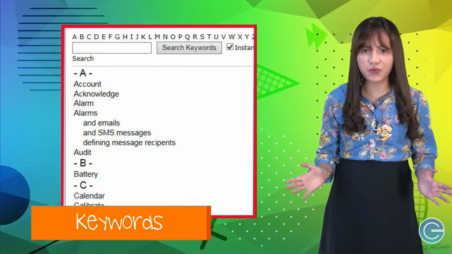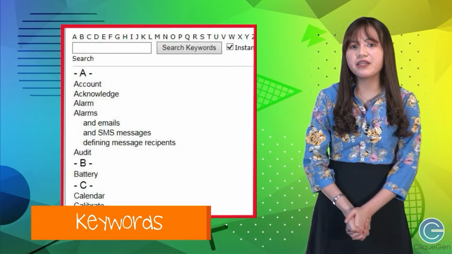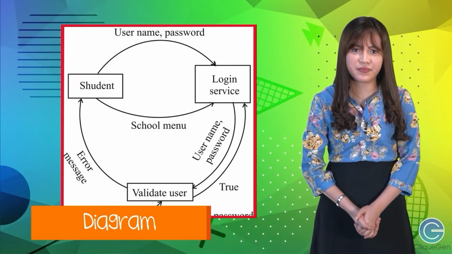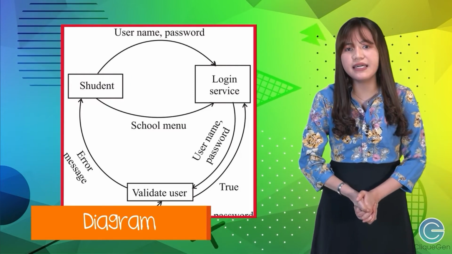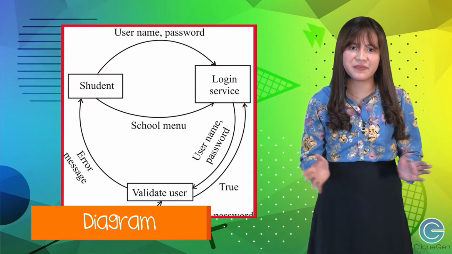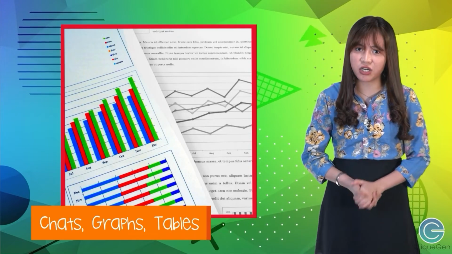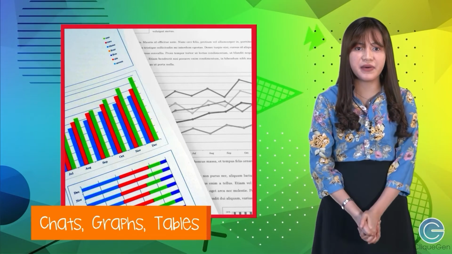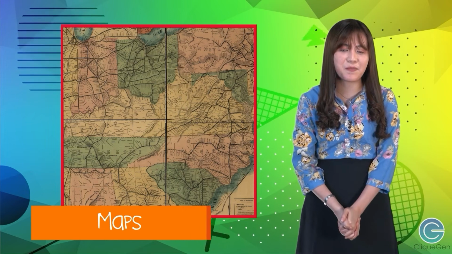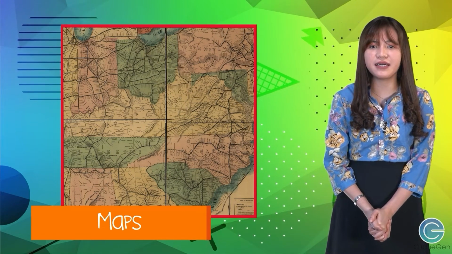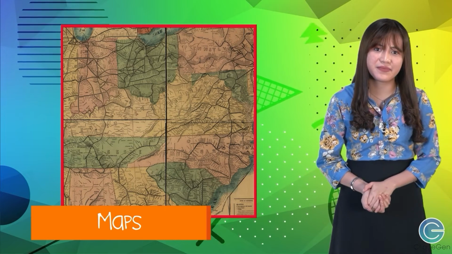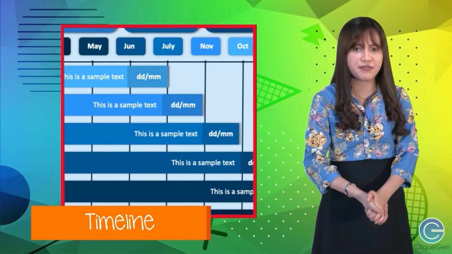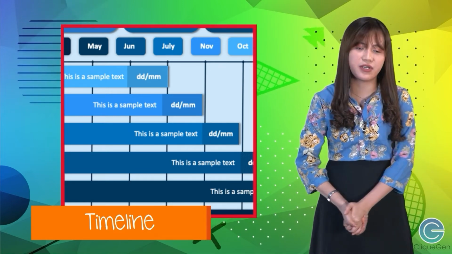Fourth, it has keywords to define terms for the reader to better learn and understand the subject matter. Fifth, it has a diagram. Diagrams help the reader understand detailed information in a simplified way. Sixth, it has charts, graphs, or tables. These aim to organize large amounts of information. Seventh, it has maps. Maps help readers identify where events take place. Eighth, it has a timeline. A timeline shows the order of events and how one event may lead to another.